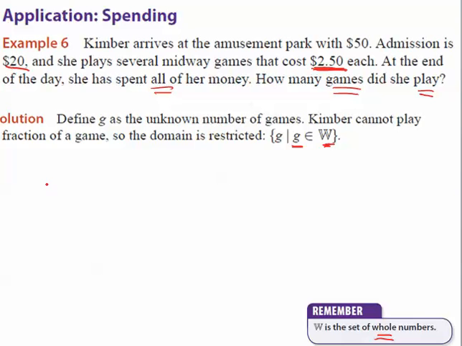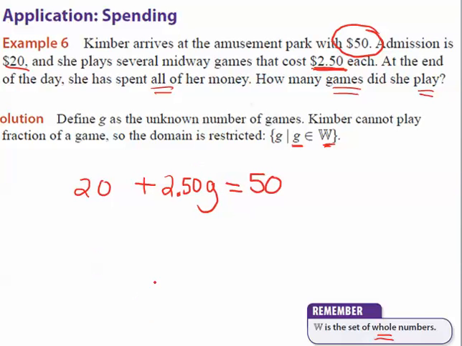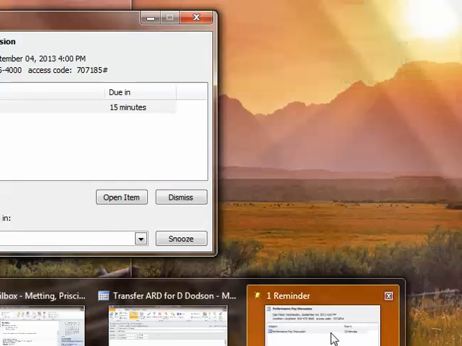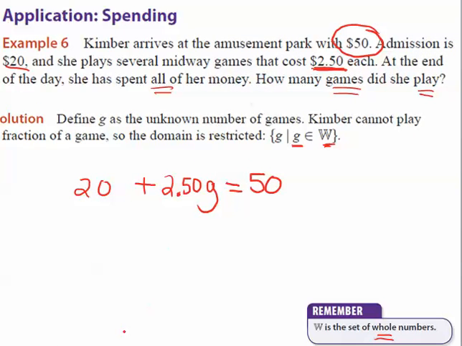So let's write an equation. Okay, so we know that she has $50 total. So whatever it's going to be, she's going to spend $50. How much did she pay to get in? Oh, she paid $20 to get in. Sorry, that's my reminders. Plus $2.50 per game.